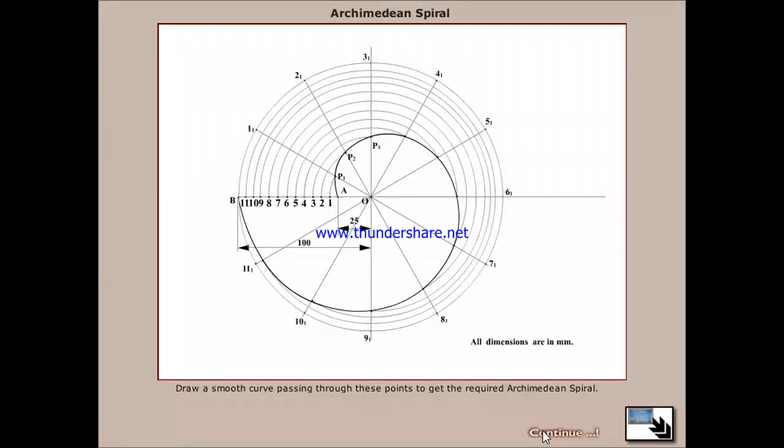Now draw a smooth curve passing through these points, that is P1, P2, P3 and so on, to get the required Archimedean spiral. Now to draw the tangent to the Archimedean spiral, with the pole O as center and 50 mm as radius, draw an arc to cut the spiral at P.